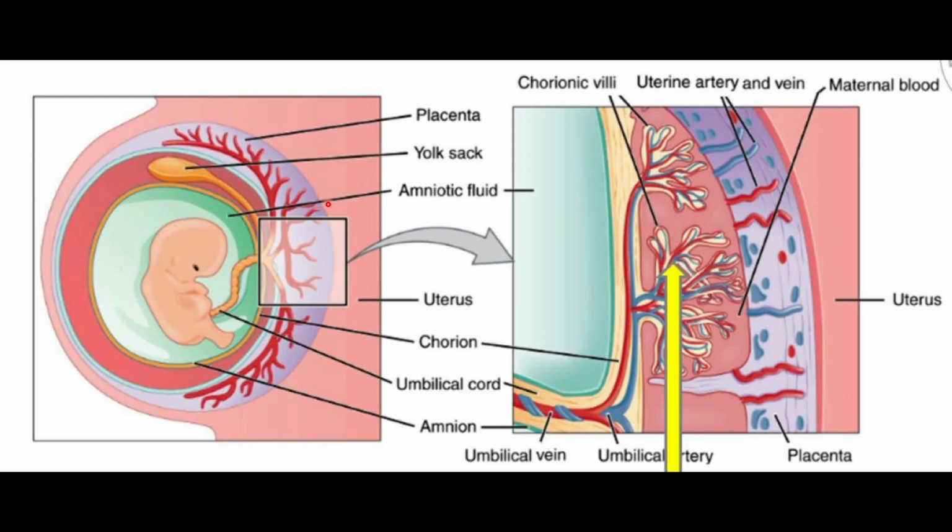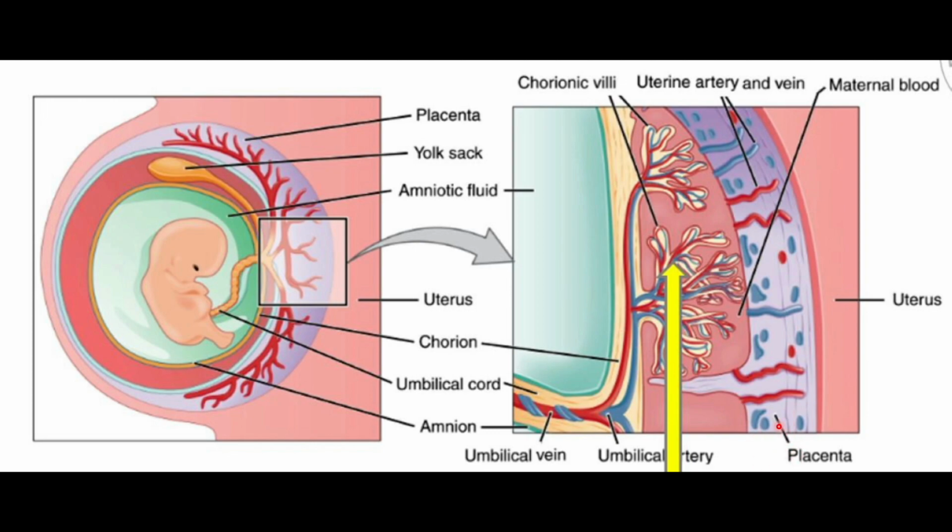So in this diagram, you can see that the finger-like projections are called chorionic villi. They appear on this trophoblast. Now these chorionic villi are surrounded by this maternal blood and the uterine tissue. Now these villi and uterine tissue get integrated and they form the placenta. So this is the placenta.